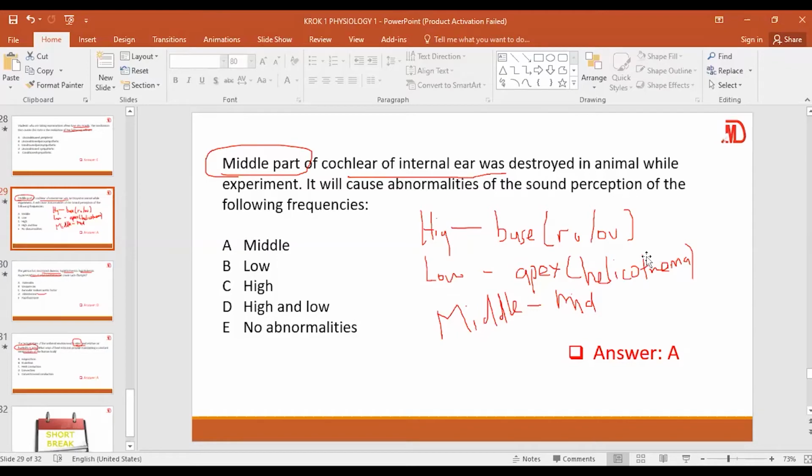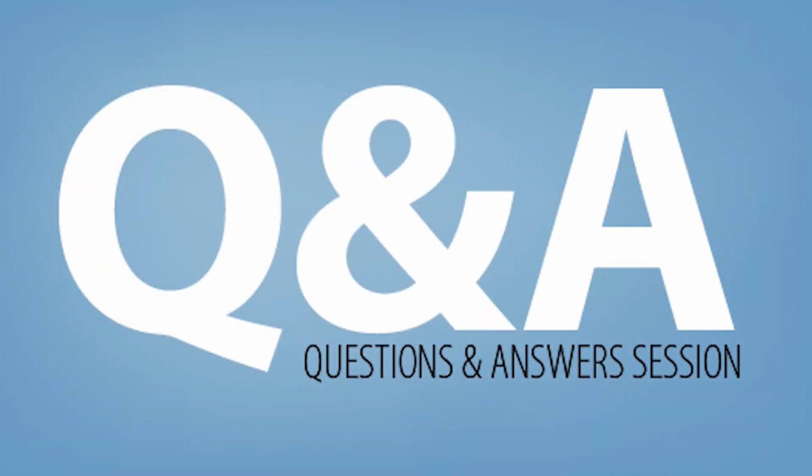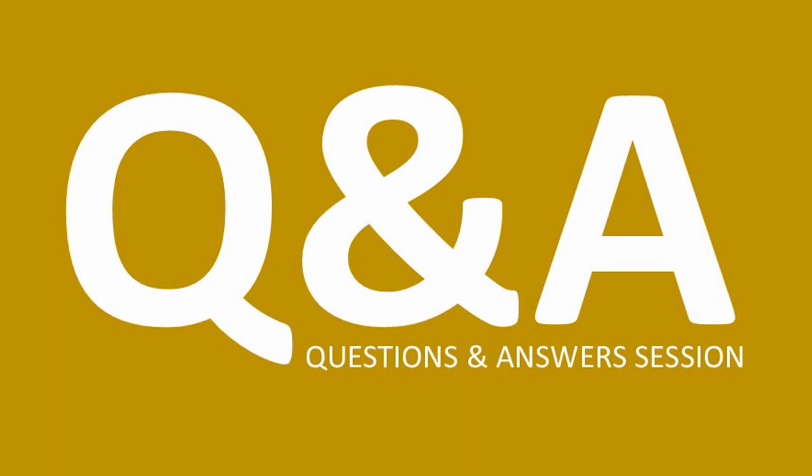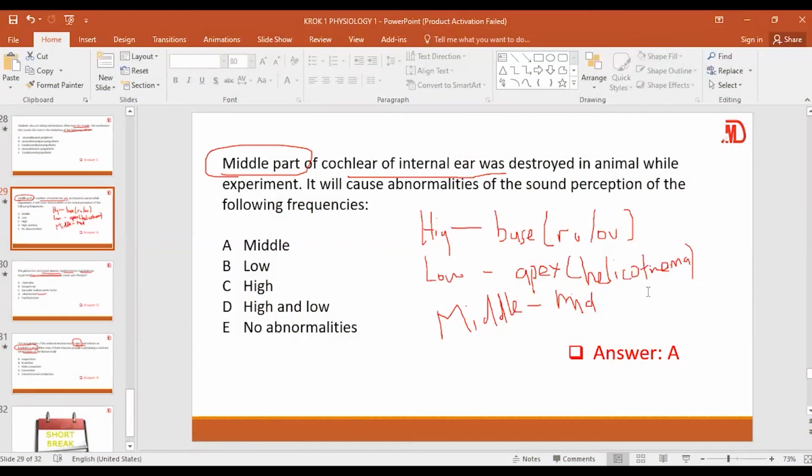The oval window. Then, with low frequencies, we are talking about the apex or the helicotrema. When that place is affected, there will be low frequency disturbances or abnormalities. Then if the middle part is affected, then we are dealing with what? The middle frequency.